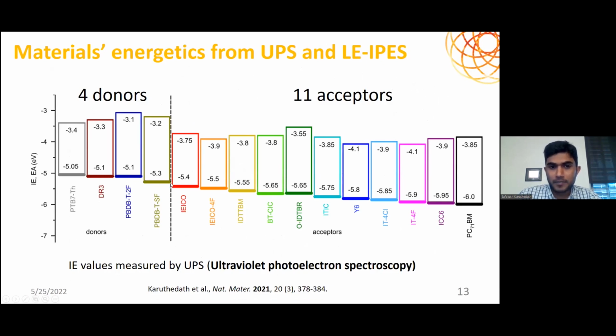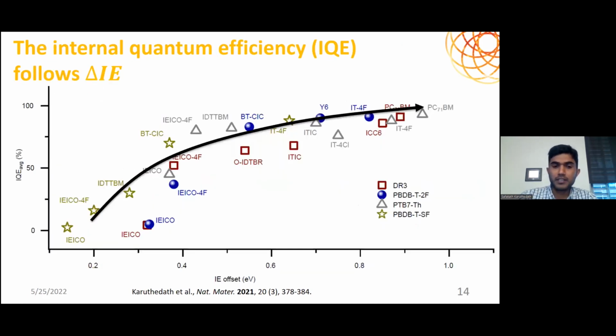And we found that as you keep increasing the gap between the donor HOMO and the acceptor HOMO, you can increase the charge generation to a certain level, then it becomes saturated. We measured the HOMO values of the neat materials, not the blend. Plotting the HOMO offset of the neat material systems against the IQE, the internal quantum efficiency, you can find a nice correlation: it keeps increasing to a certain level, then becomes saturated. So this is the main finding.